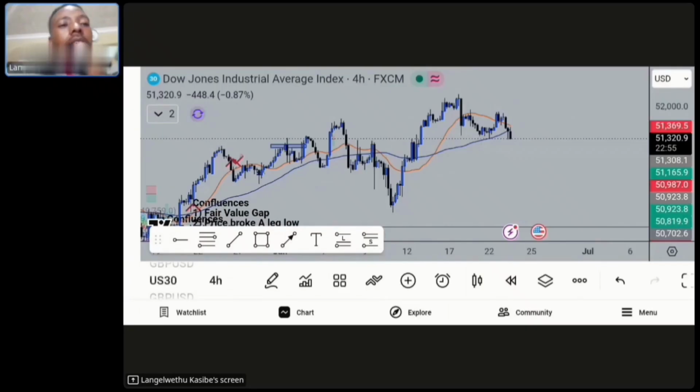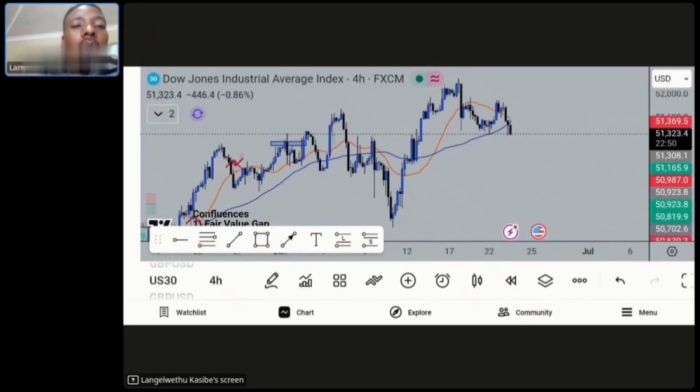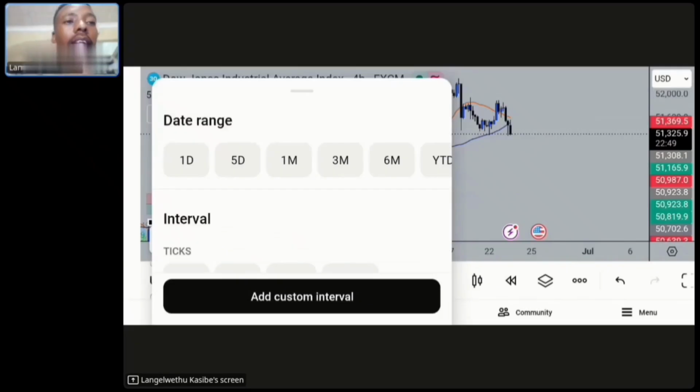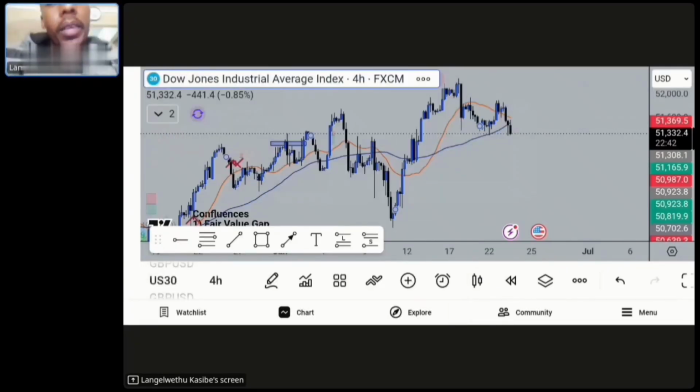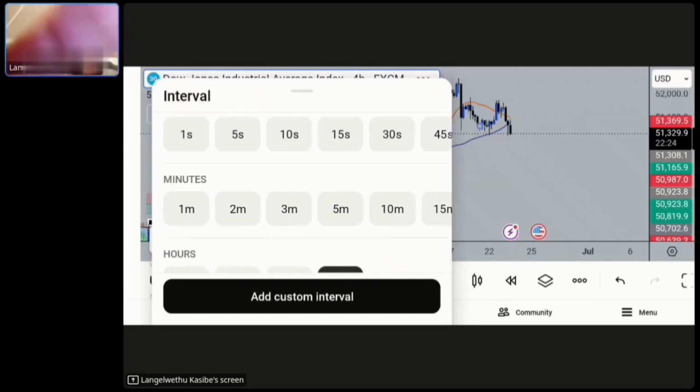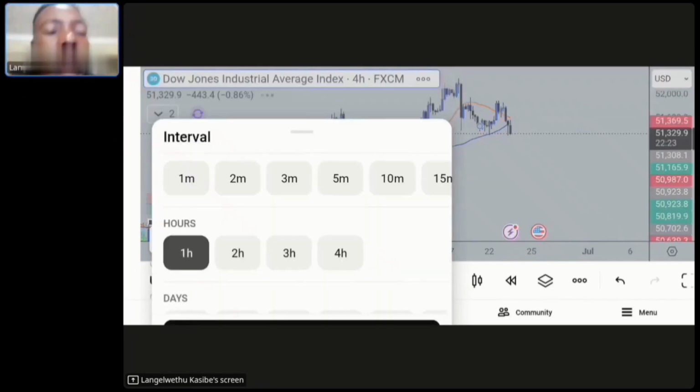So guys, as you can see right here, the market on the 4-hour time frame is in a downtrend. It went for an uptrend, and it can just keep going down. It went down and made a low, went up and then came down again. So it's in a downtrend on the 4-hour time frame. Now let's go look at the 1-hour time frame.